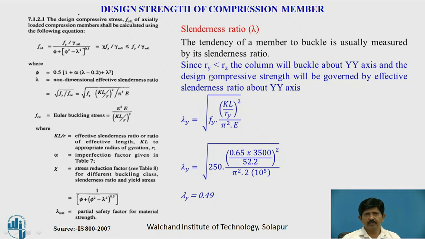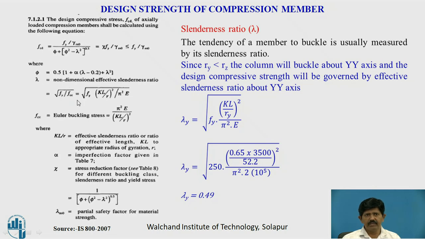So here we have already seen that Ry is less than Rz, so the column will buckle about the YY axis. So we have to find out the slenderness ratio about the YY axis. Again, this is calculated as per clause 7.1.2.1 of IS 800-2007.